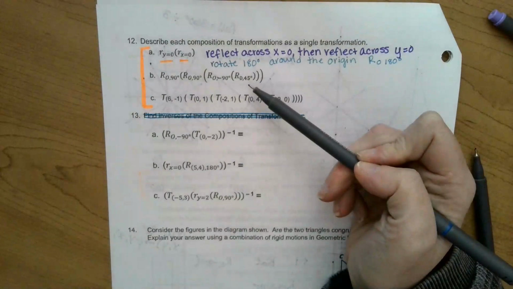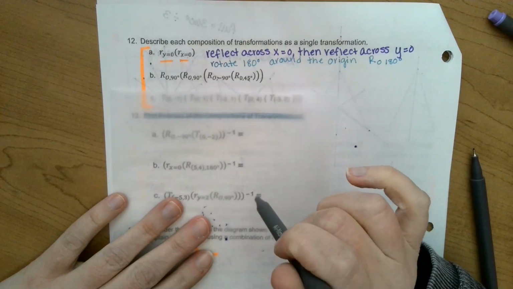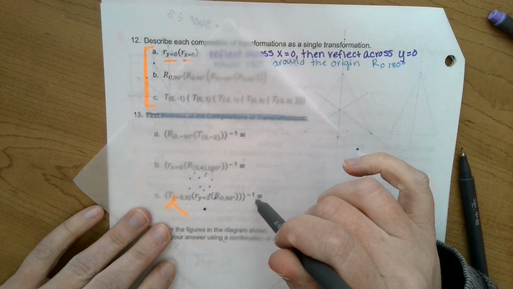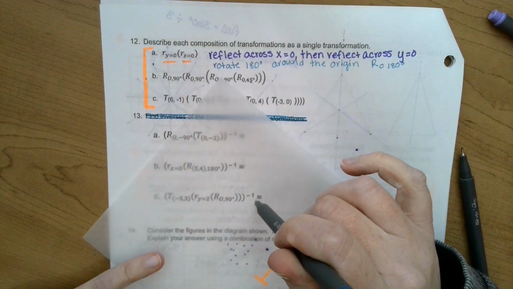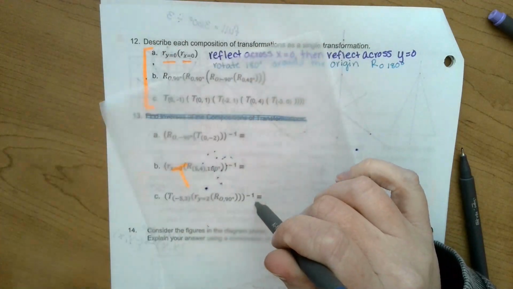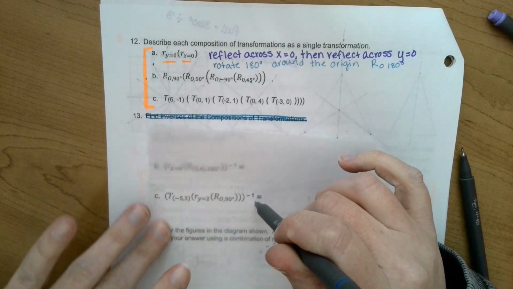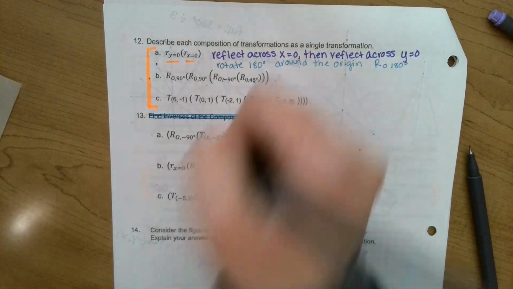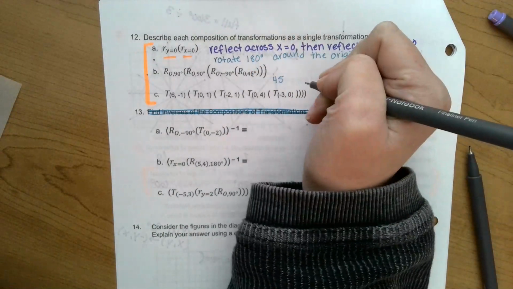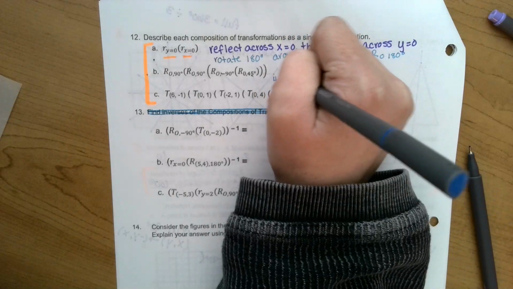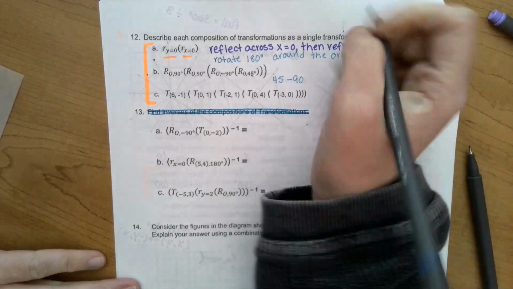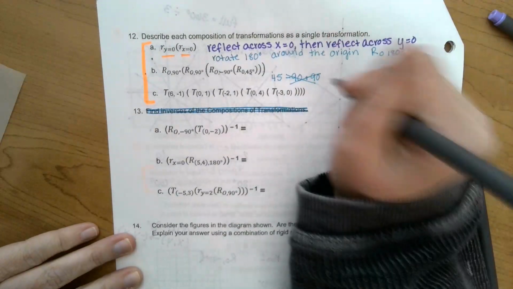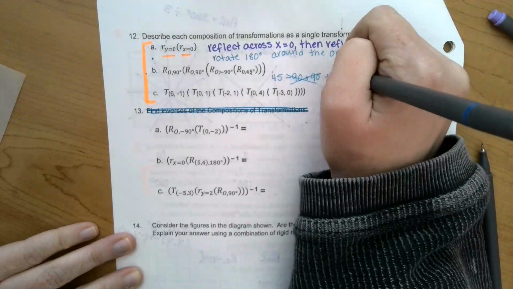Okay, part B. So this is a rotation. So we're going to start with the center and work our way out. So for B, we are rotating 45 degrees counterclockwise, then 90 degrees clockwise, and then 90 degrees counterclockwise, and then 90 degrees counterclockwise. So we are rotating back and forth and back and forth. So let's look at this. We are going 45 counterclockwise, and then 90 clockwise, and then 90 counterclockwise. Well, that negative 90 and that 90 are going to undo each other. And then we are going 90 more degrees counterclockwise.